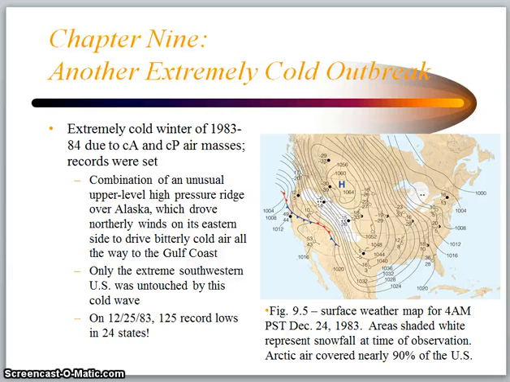This is the surface weather map from December 24th, 1983. And the next day, December 25th, 1983, 125 record low temperatures were established in 24 states. It was quite an outbreak.